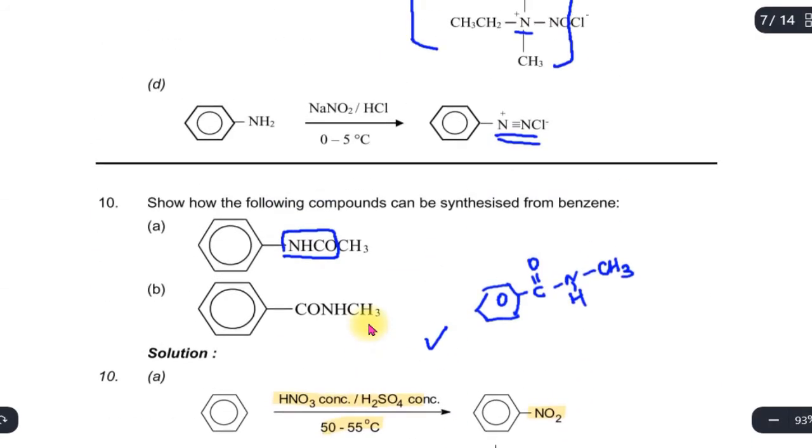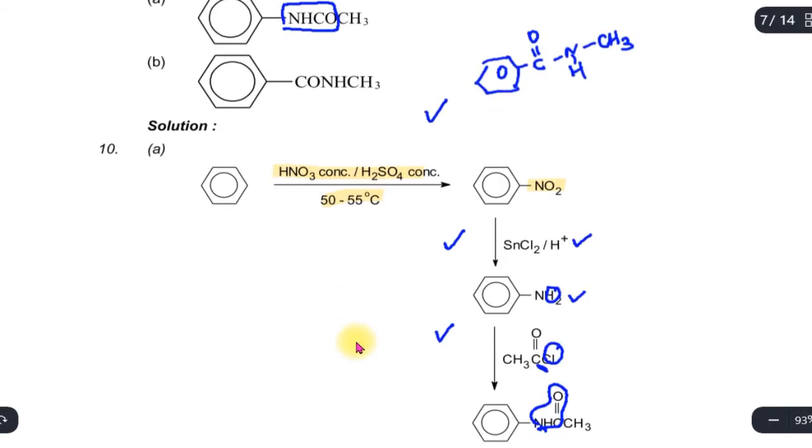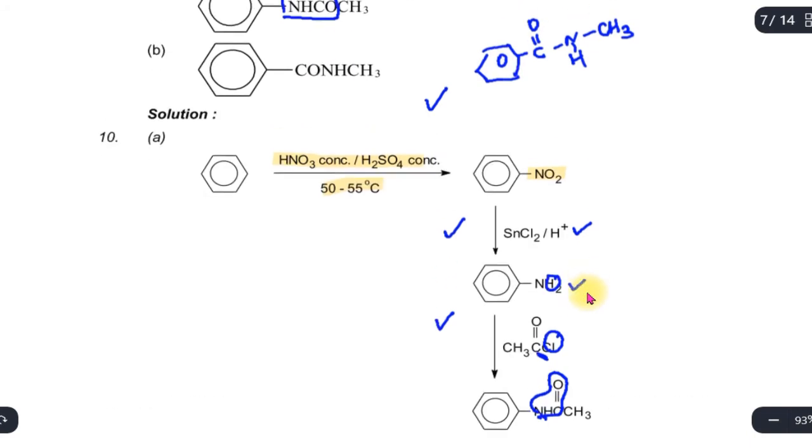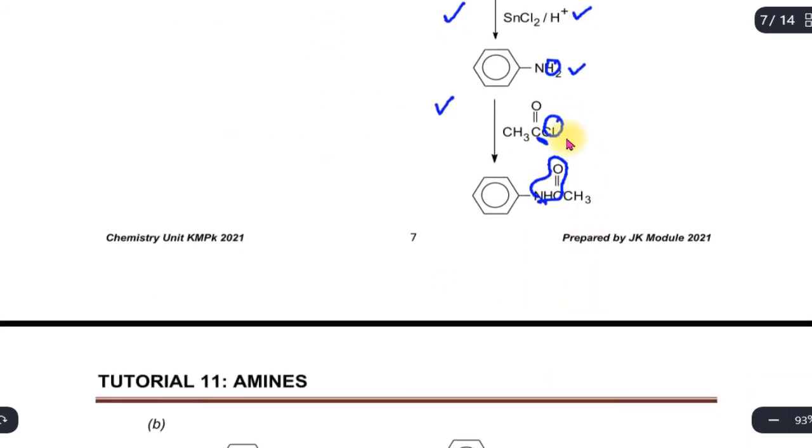How to form an amide from a benzene ring. If you want to make sure that the N is attached to the benzene ring, it will undergo nitration, an electrophilic aromatic substitution, using concentrated H2SO4 and concentrated nitric acid at 50 to 55 degrees Celsius. After that, you reduce it to form an amine, and then the amine reacts with the derivative of carboxylic acid, which is an acyl chloride, and forms this compound.